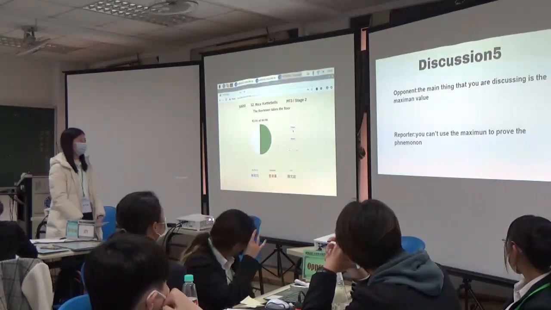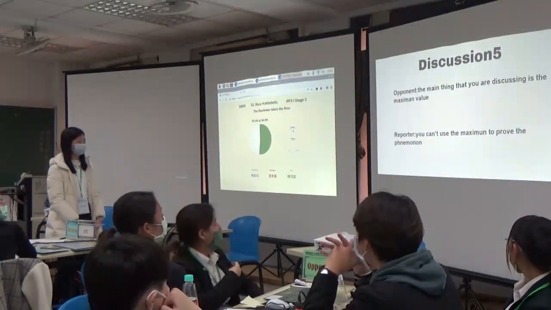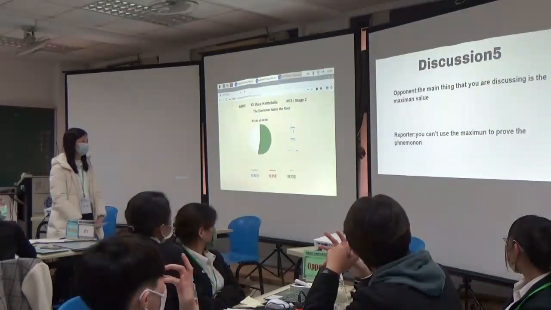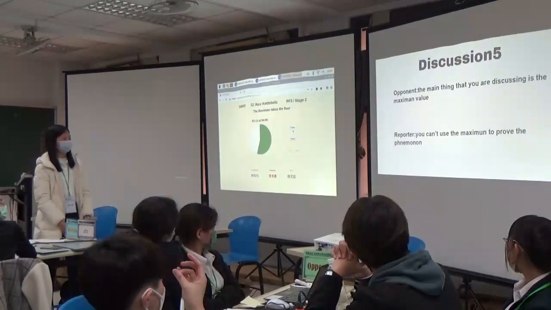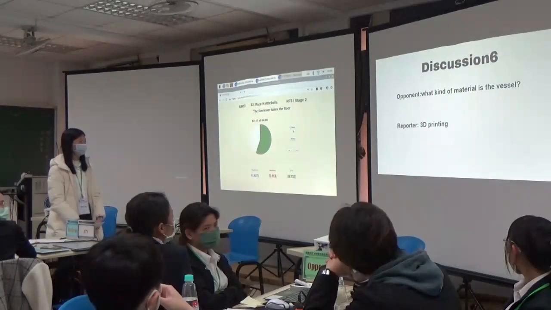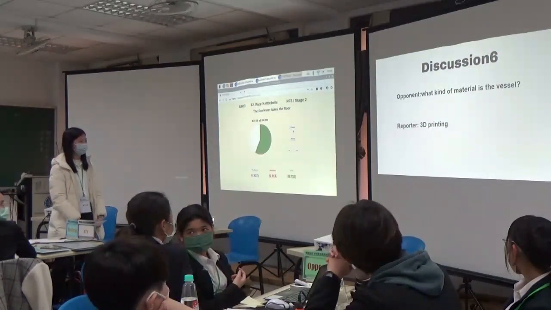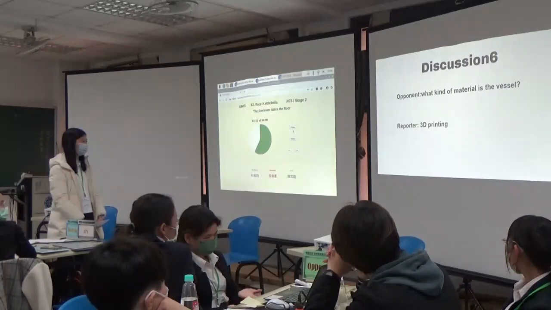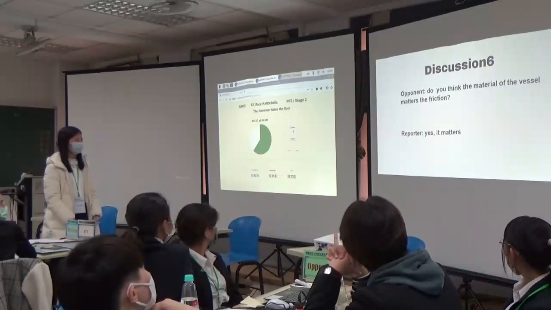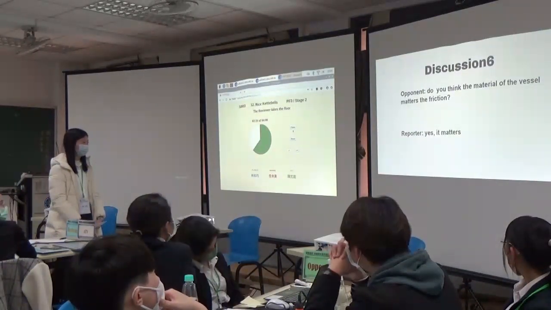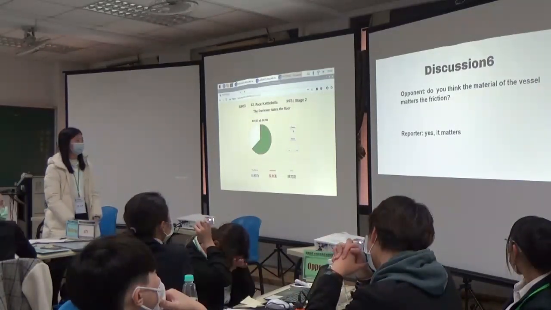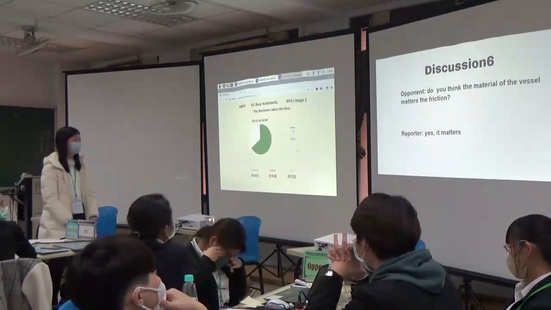Discussion 5 is the opponent asked, the main thing that you are discussing is the maximum value. And the reporter said you can use the maximum to prove the phenomenon. And discussion 3 is the opponent said what kind of material is the vessel. And the reporter said it's 3D printed. And discussion 6 is that the opponent said, do you think the material of the vessel matters for the friction? And the reporter said, yes, it matters.